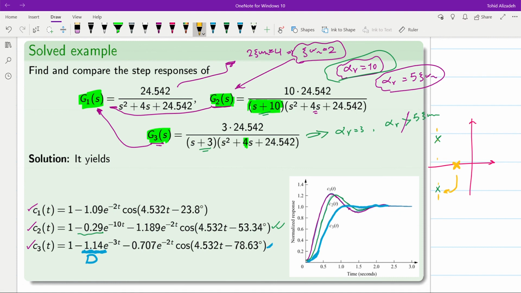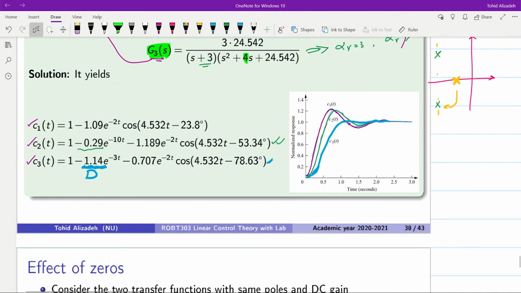Okay, so that's all for this video lecture. In the next video lecture, we will consider the effect of the zeros, and you will see what happens to the response of the system when our system has one or more zeros.